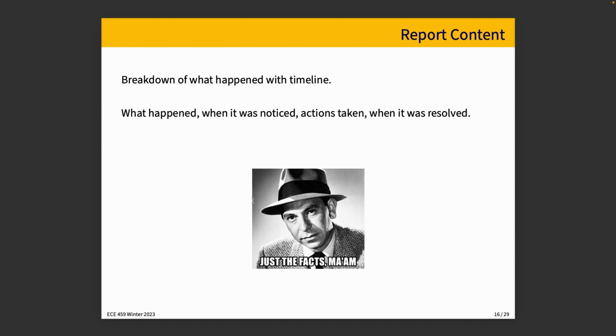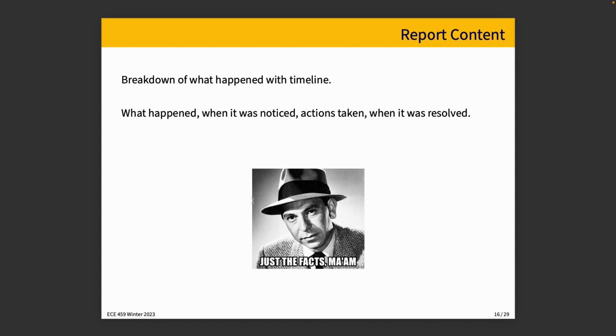An incident report should contain a breakdown of what happened, preferably with a clear timeline of events. The purpose is to understand when the problem started, when it was noticed, what actions were taken, when the incident was resolved, and as the famous saying goes, strictly the facts, please.